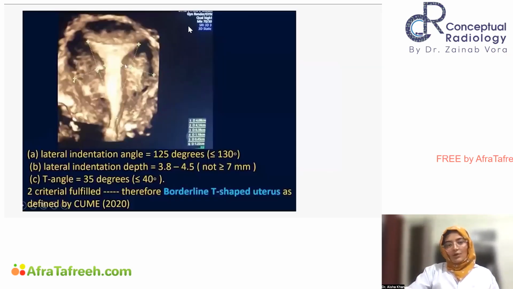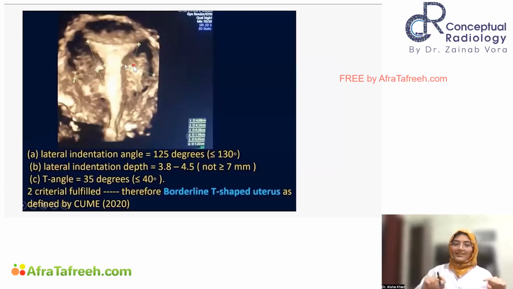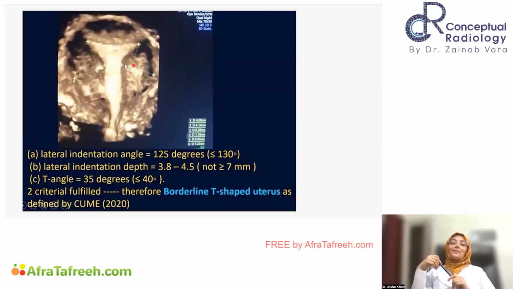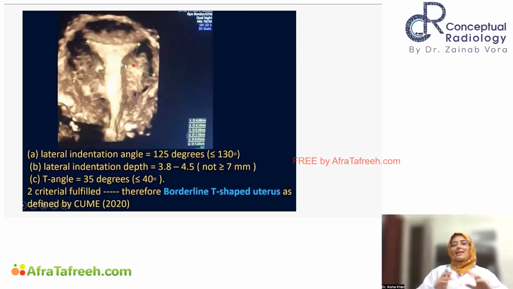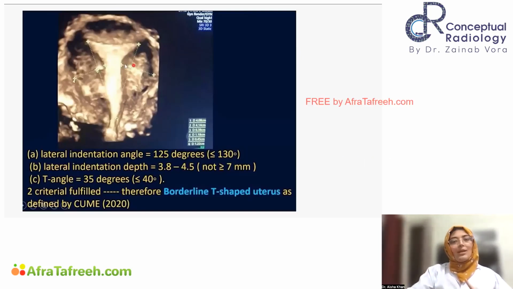What if in this case we found that two out of three criteria were getting fulfilled, but the lateral wall thickness was not 7 mm, that was something around 4 mm. So 2 out of 3 criteria, what do we do then? This is a dilemma. We call it a borderline T-shaped uterus. So this is the mature understanding. You will not get typical anomalies all the time. We have more things like this, a lot of exciting cases in the coming slides. Okay? So this is a borderline T-shaped uterus because 2 out of 3 criteria were getting fulfilled.